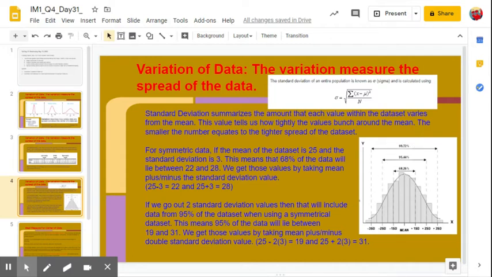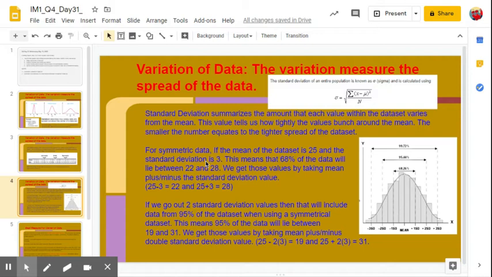So let's take a look at what that means. Let's say for a data set, 25 is our mean. So the average is 25, and they said the standard deviation is 3. Well, if we want to go 1 standard deviation out from that, you're going to go 25 minus 3, which is 22, and 25 plus 3, which is 28. So that means the data from 22 to 28 represents 68% of the values in that data set. So it's not that spread out, right? It's pretty tight.